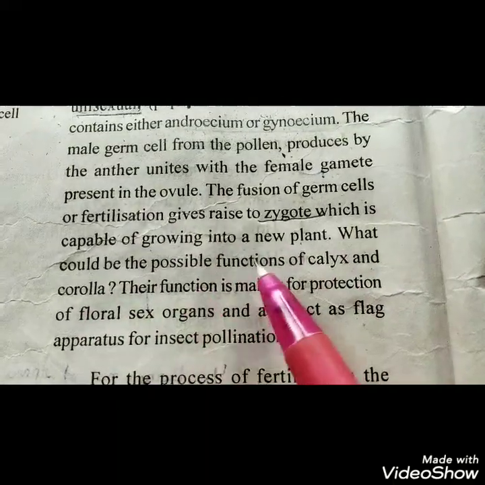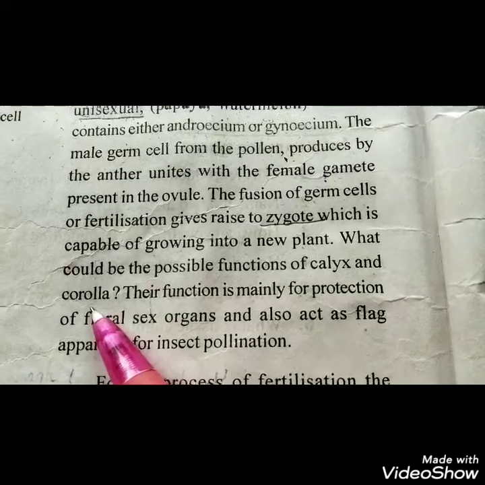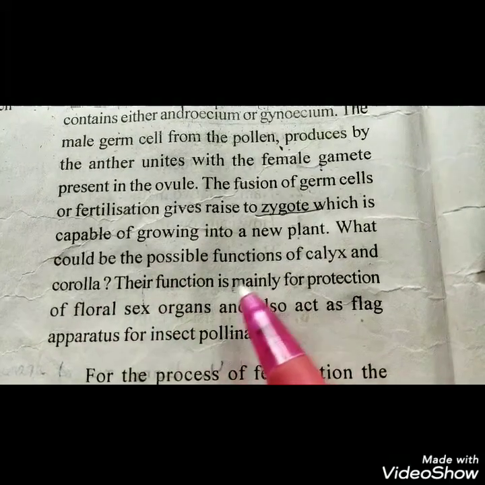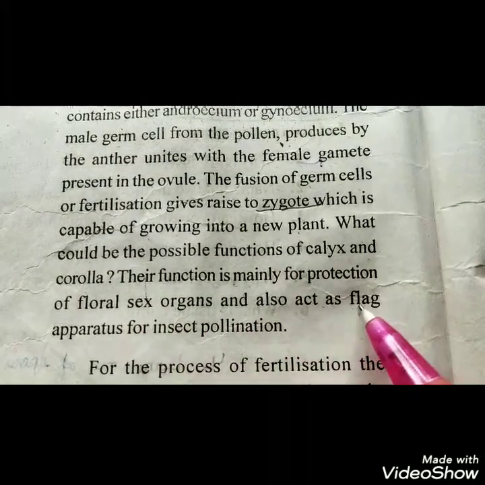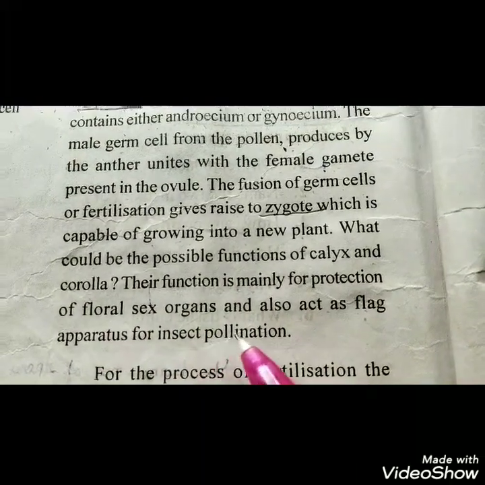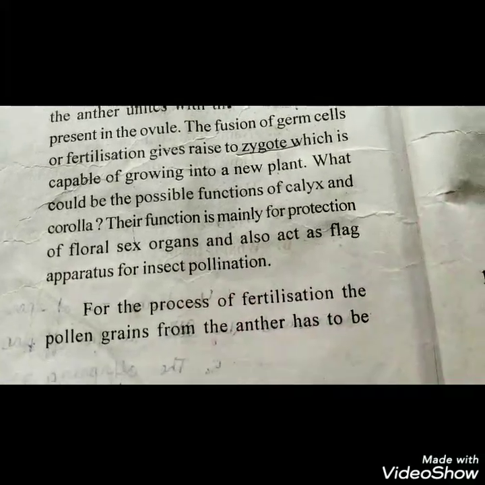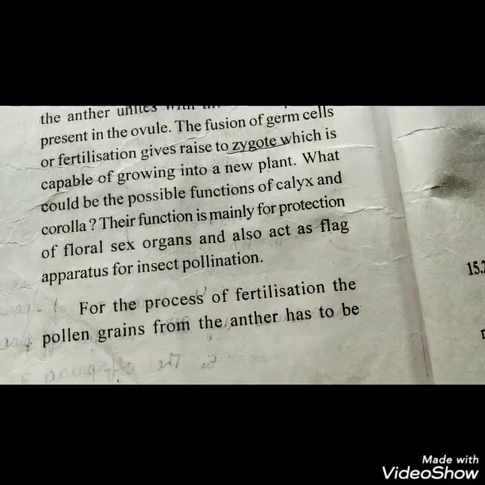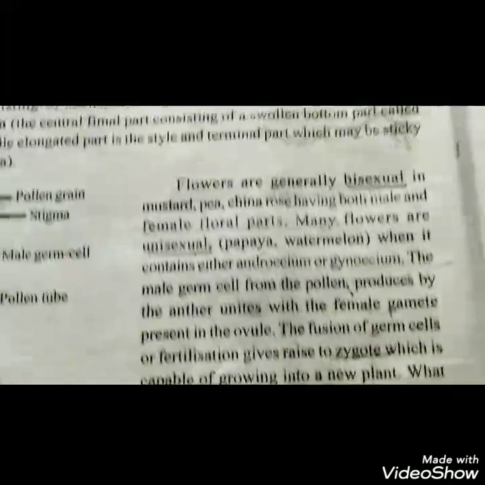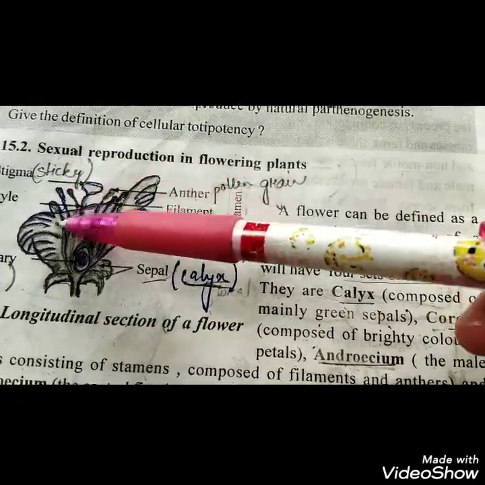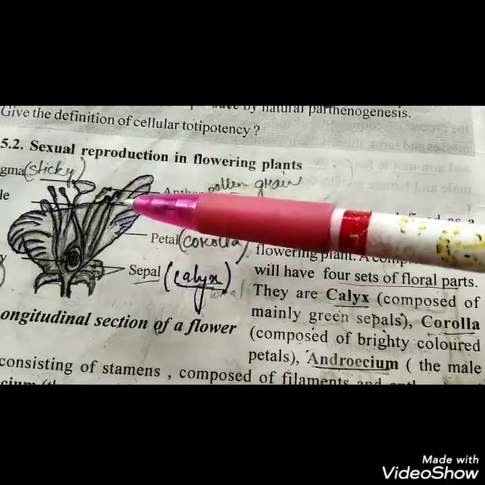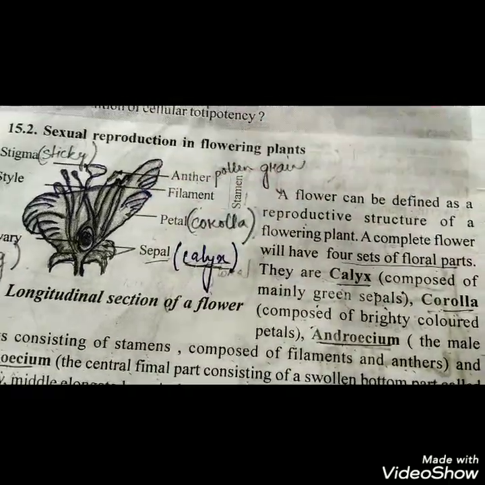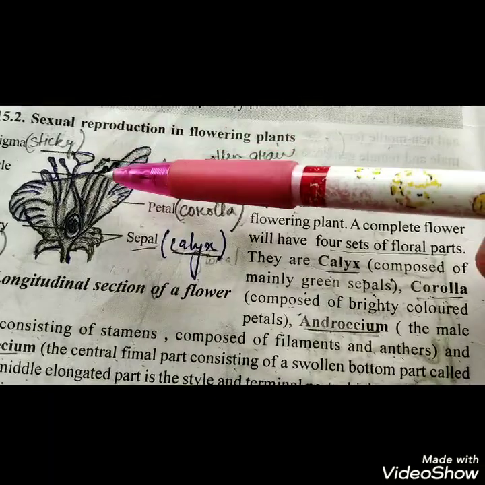What could be the possible functions of the calyx and the corolla? Their function is mainly the protection of the floral sex organs, and they also act as a flag apparatus for insect pollination. So we have learned that there is the presence of the calyx and the corolla. The calyx and the corolla protect the androecium and the gynoecium. Not only this, if the petal is very colorful, it helps in the attraction of insects.